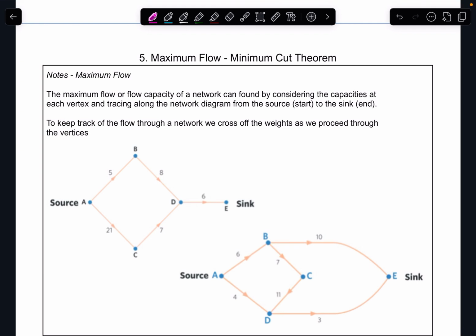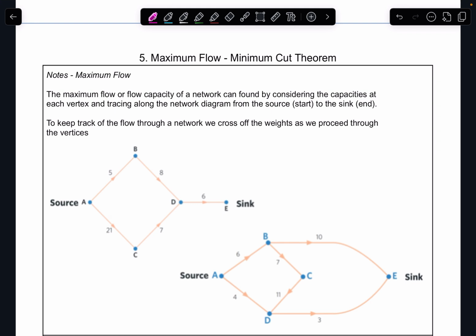Our last lesson here is called maximum flow, minimum cut. So we're going to look at the maximum flow first and how that works. The maximum flow or flow capacity of a network can be found by considering the capacities at each vertex and tracing along the network diagram from the source to the sink. To keep track of the flow through the network, we cross off the weights as we proceed through the vertices.